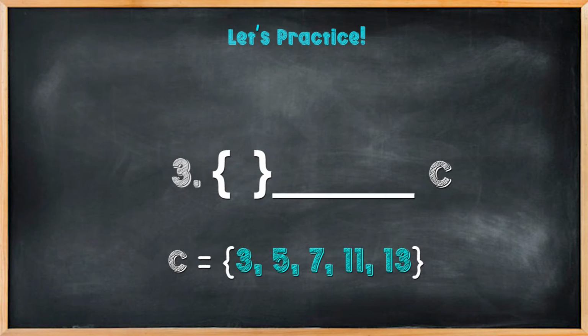The empty set. Is the empty set a subset of C? If so, you will use the symbol that means is a subset of. Or is the empty set not a subset of C? If so, then we will use the symbol which means is not a subset of. If you said that the empty set is a subset of C, you are once again correct.